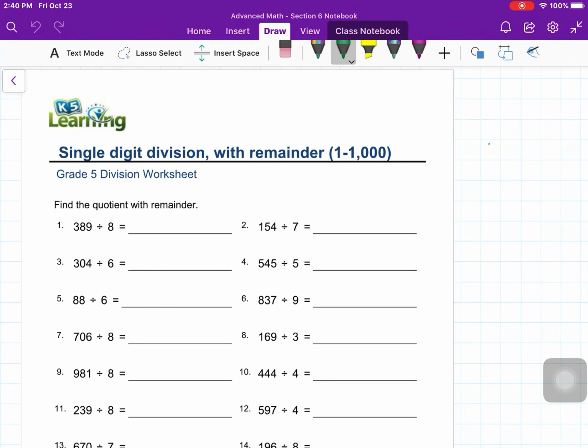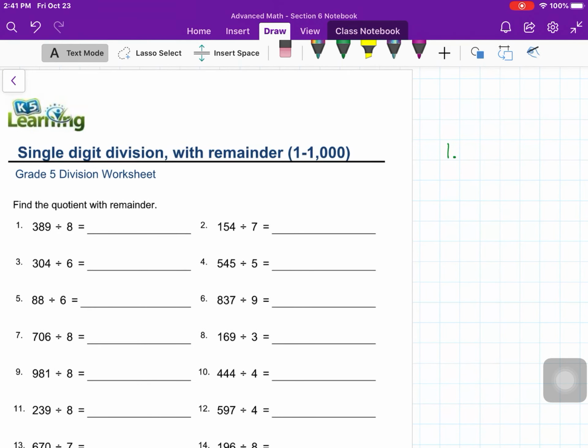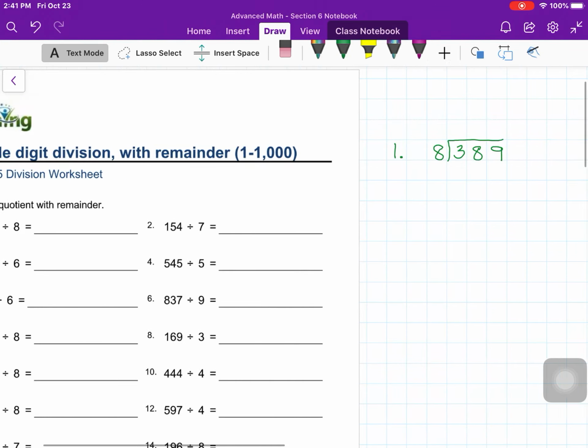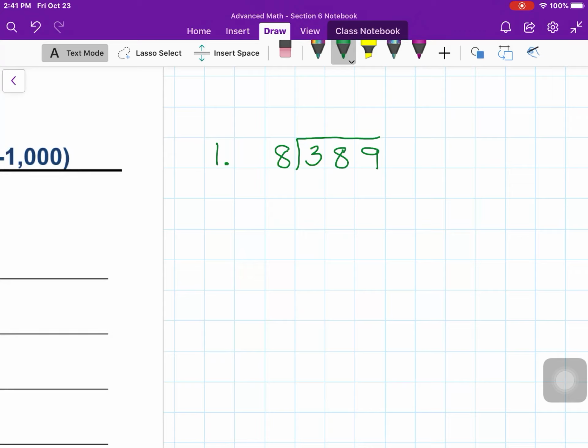Let's start with number 1 right over here. I'm going to put number 1. And notice I put it on graph paper, so one box holds one number. So the first number that is given is, of course, the dividend that goes in the house. The second number given, the 8, that's the divisor that goes on the outside. So I'm going to put my 8. I'm going to draw the house, and we have 389 is the problem. All right, so now that I have that written, I'm just going to enlarge that a little bit so it's easy to see.